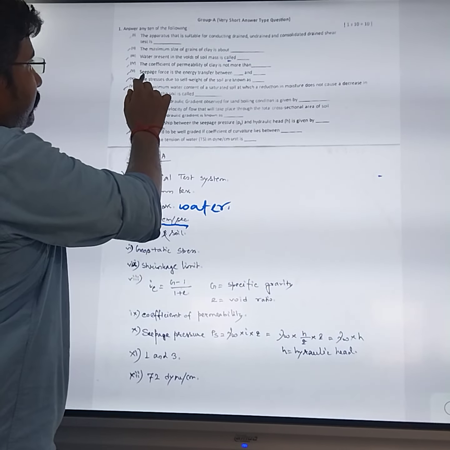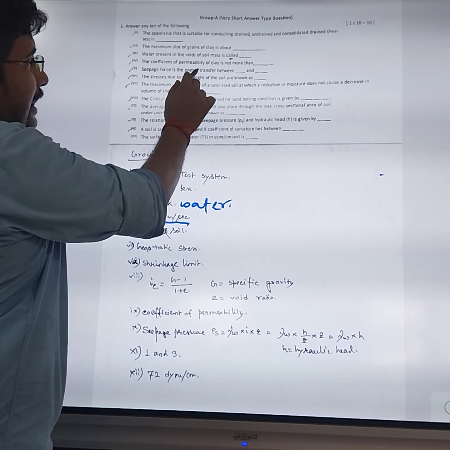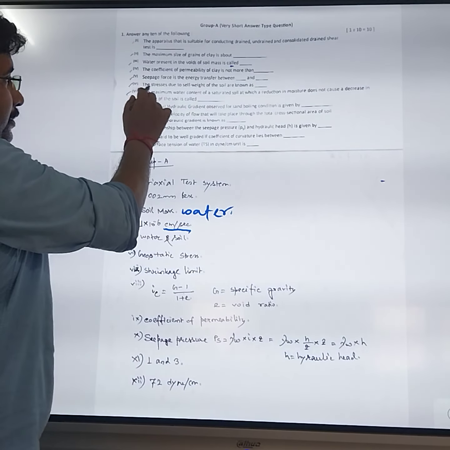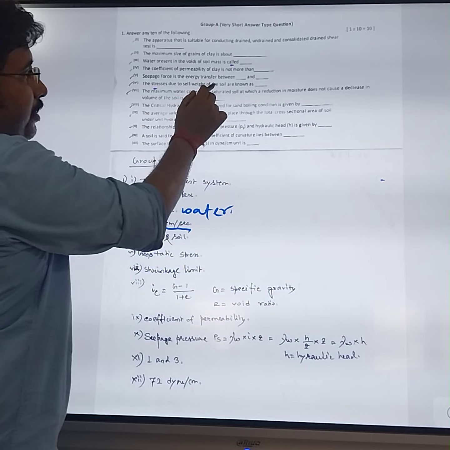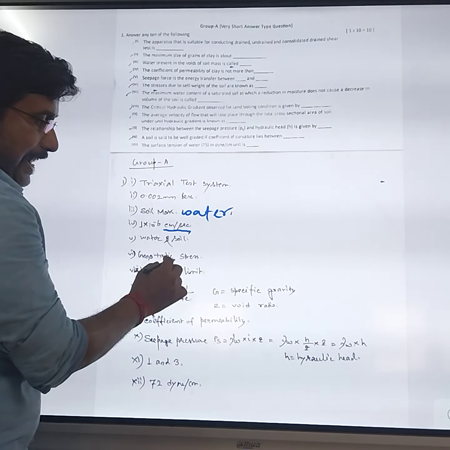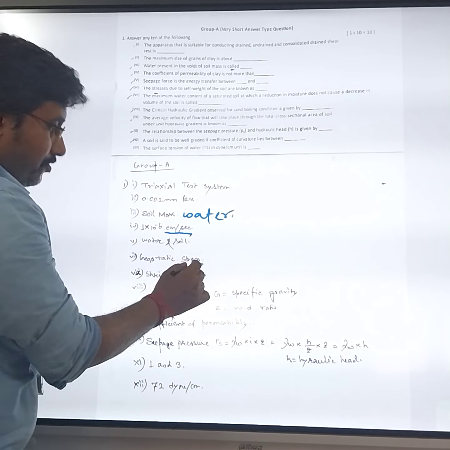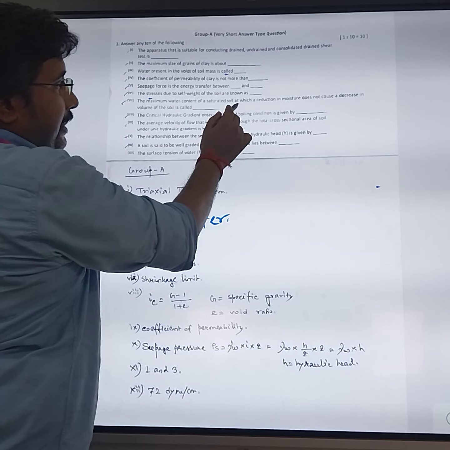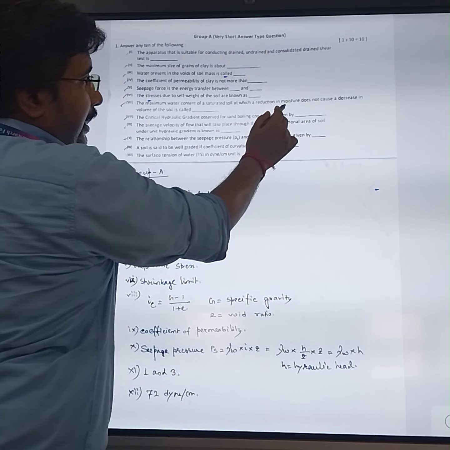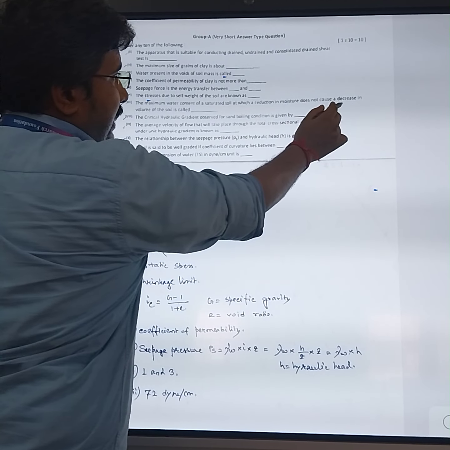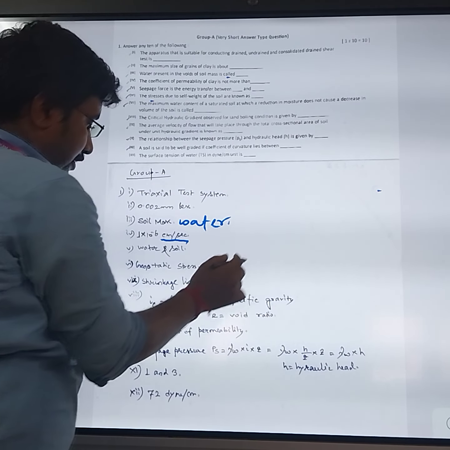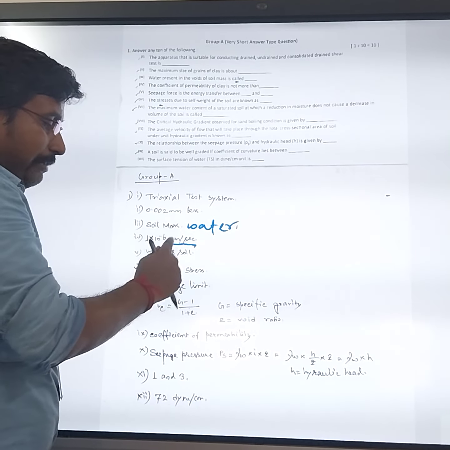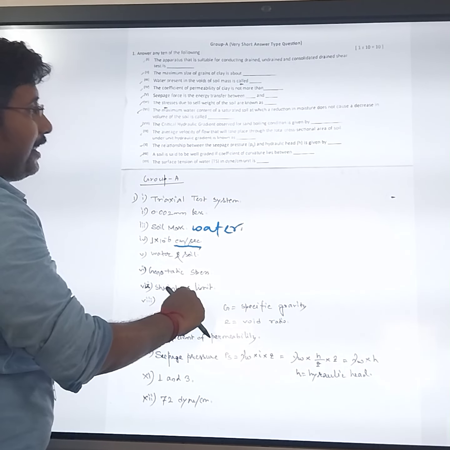Next question: seepage force is the energy transfer between soil and water. Next, stresses due to self-weight of soil is known as geostatic stress. Geostatic stress. Next, the maximum water content of a saturated soil at which a reduction in moisture does not cause a decrease in volume of soil is called shrinkage limit. We know three types of Atterberg limit: liquid limit, plastic limit, and this one, the shrinkage limit.